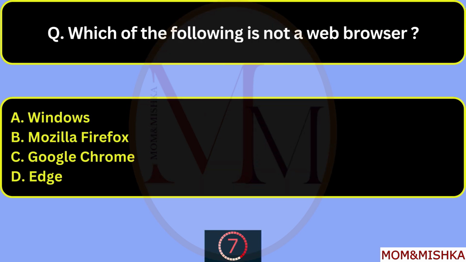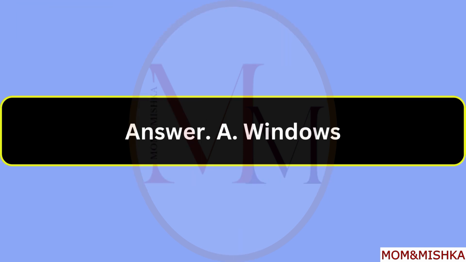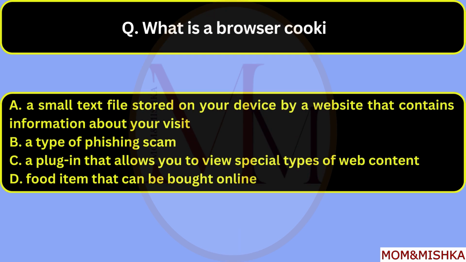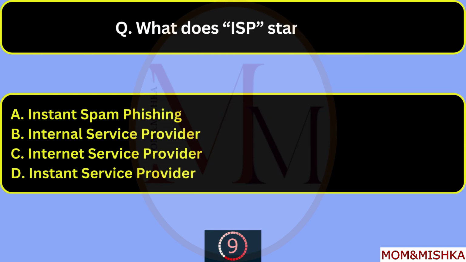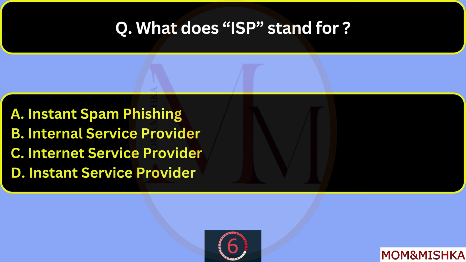Which of the following is not a web browser? Windows. Option A. What is a browser cookie? It's a small text file stored on your device by a website that contains information about your visit. Option A. What does ISP stand for?